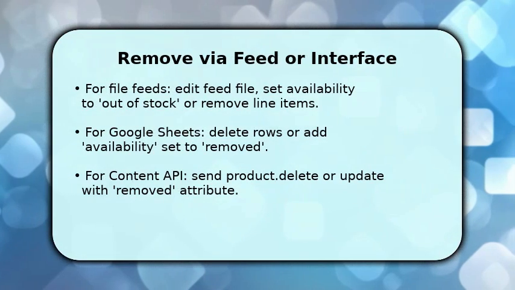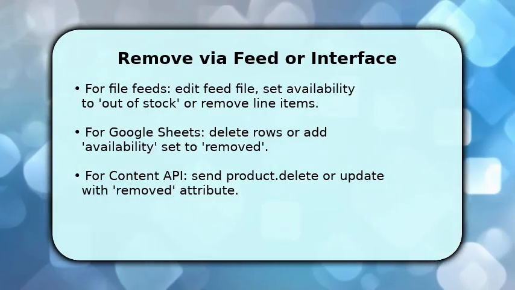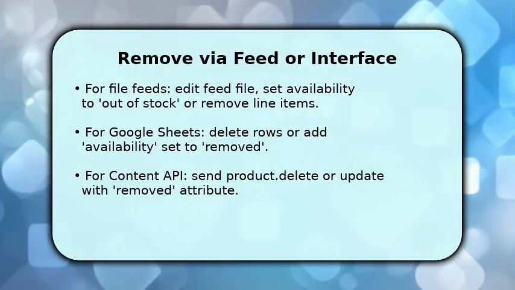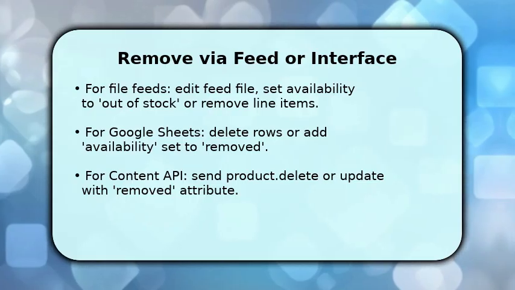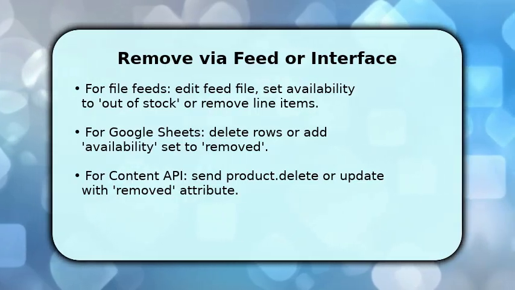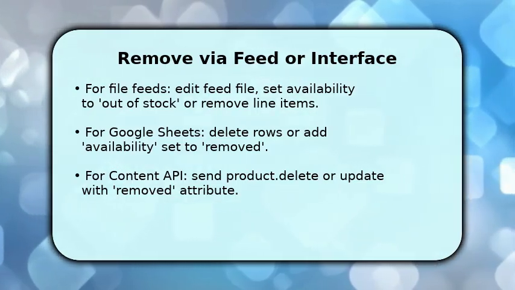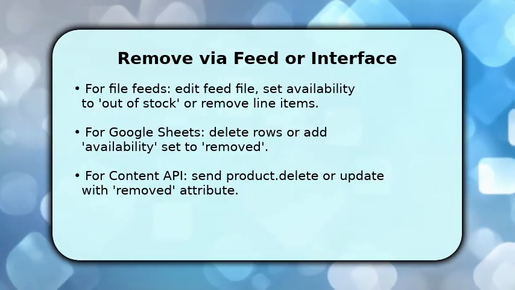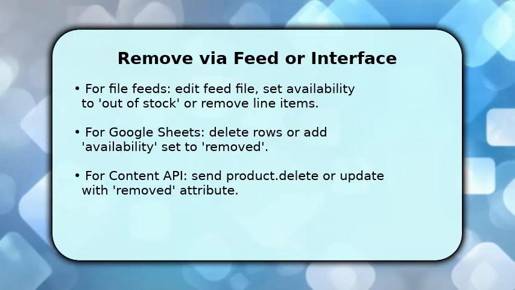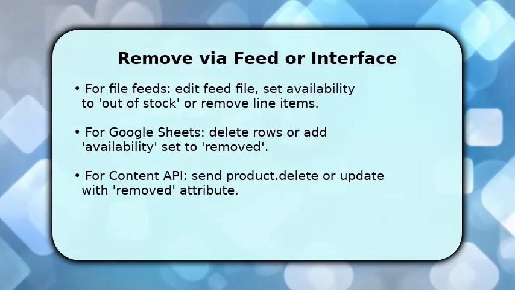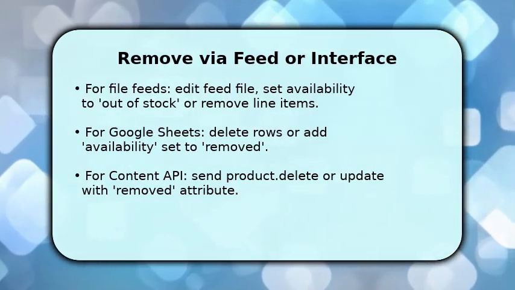You'll next perform the actual removal depending on the feed method. If using a file feed, update or delete the product rows and reupload the file. Setting availability to out of stock temporarily hides it, but removal requires deleting or sending removed. If you use Google Sheets, delete the row or mark availability as removed and allow the next fetch.